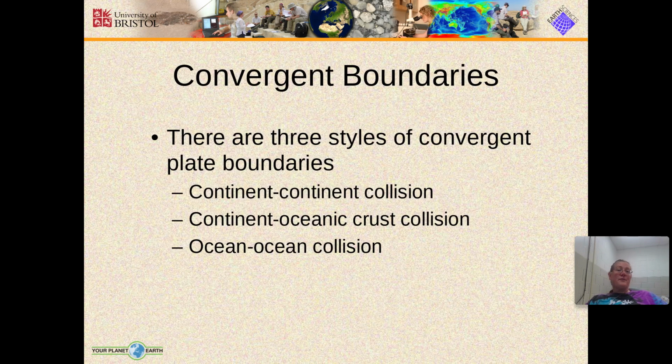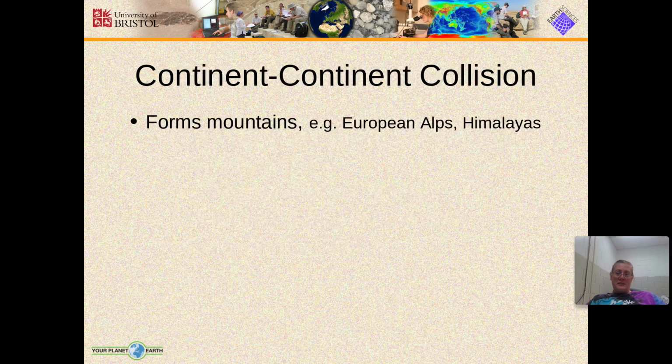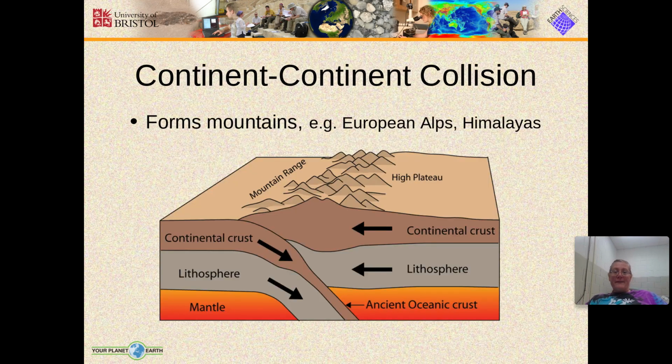Convergent boundaries have three different things that can happen, because you can either have continent versus continent, continent versus ocean, and ocean versus ocean. When we have continent versus continent, we get mountains forming like the Himalayas or the European Alps. What happens here is one of the continents is a little bit more dense and it goes underneath the other one, and we get the whole ridge of new mountains.